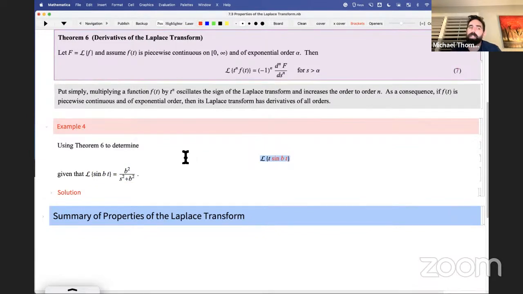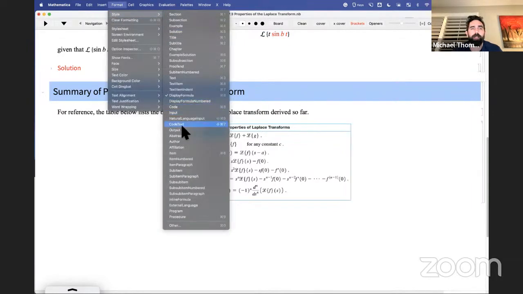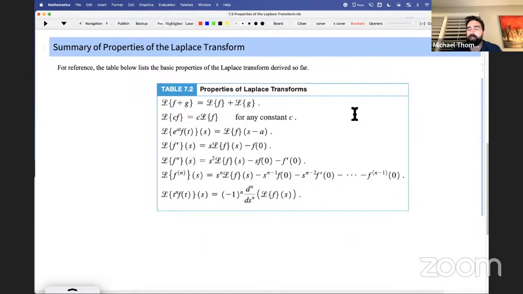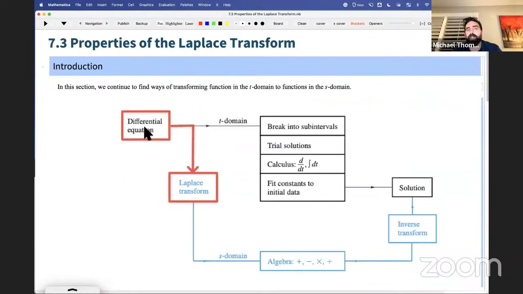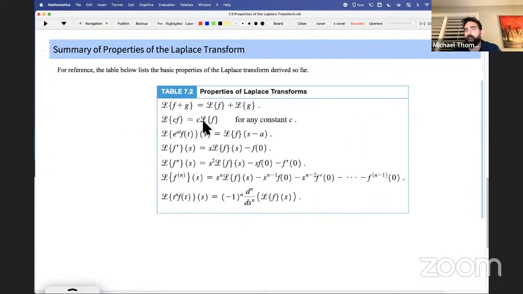So if you're interested, go watch that video and read through the notes. The last part of this is just a summary table. Let's go through it real quick, and that'll be it. These are some of the properties that we're going to be using moving forward. Remember, our goal for this whole section is translating from functions in the time domain to functions in the S domain. That's what all this is about.